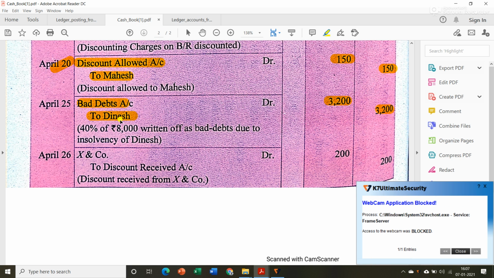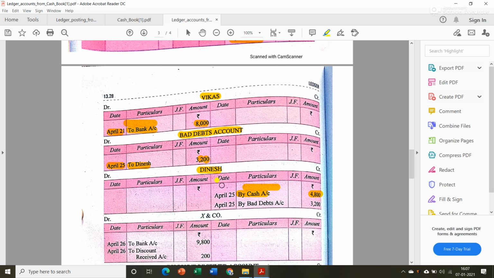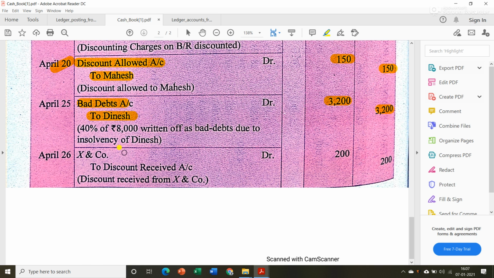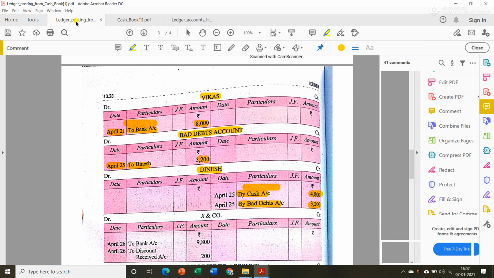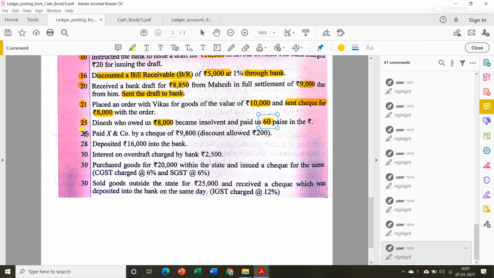Finish. Then next we have Dinesh account in the journal. Okay, do we have Dinesh account? Yes, we already have. Then we will simply put by bad debts in front of bad debts account, and we will write on the credit side by bad debts account 3,200. Finish. Now let us see the next transaction.